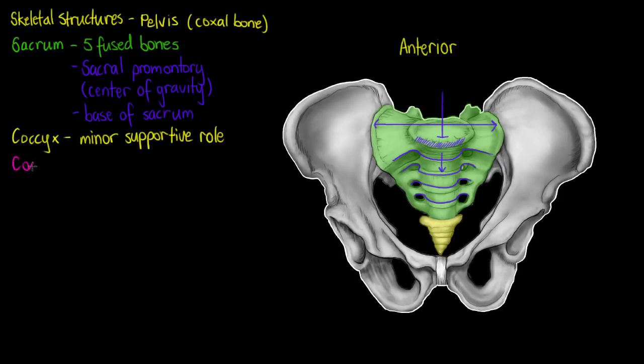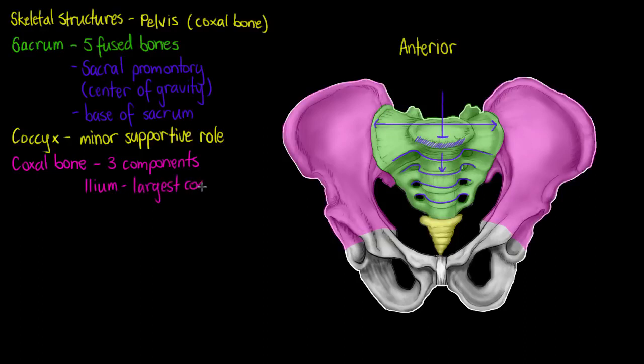Now that we've covered our sacrum and coccyx, we can focus on the coxal bone. So as I said at the beginning of the video, the coxal bone is made of 3 components, or 3 bones that are fused together. The first of which being our ilium. Now I'll highlight the ilium here in pink. So this is our ilium here, and it's the largest of our 3 coxal bones, and it's going to have a few unique features of its own as well.